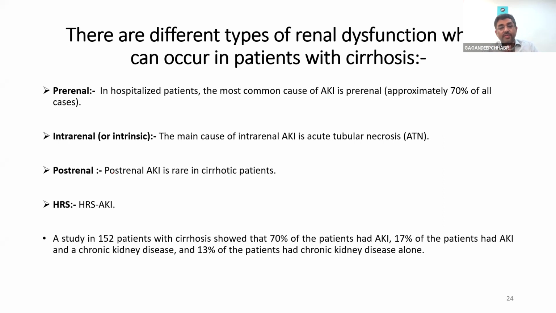In one of the studies mentioned here, of 152 patients with cirrhosis, 70% had acute kidney injury, 17% had AKI with chronic kidney disease, and 13% had underlying chronic kidney disease. So it is very, very important to mention here that differentiating between acute and chronic is as important as differentiating between the causes of the various acute kidney injuries in patients with liver disease, because that is important from the prognostication point of view as we move further.